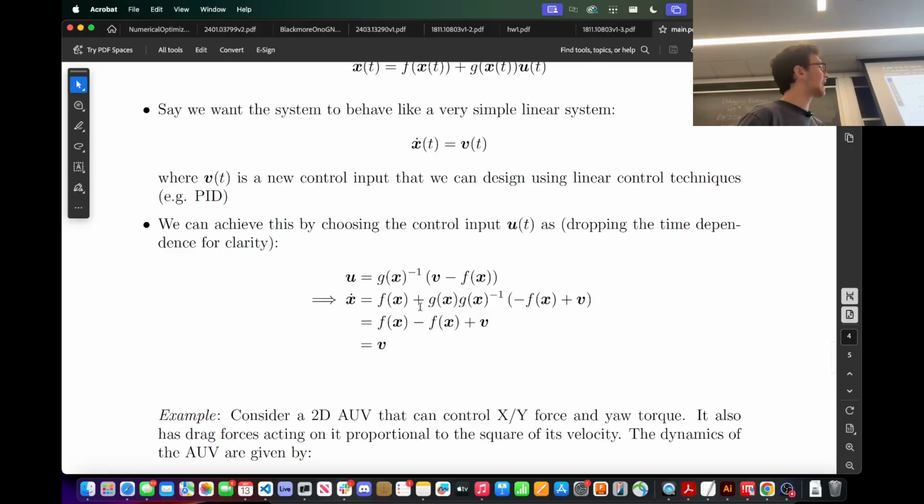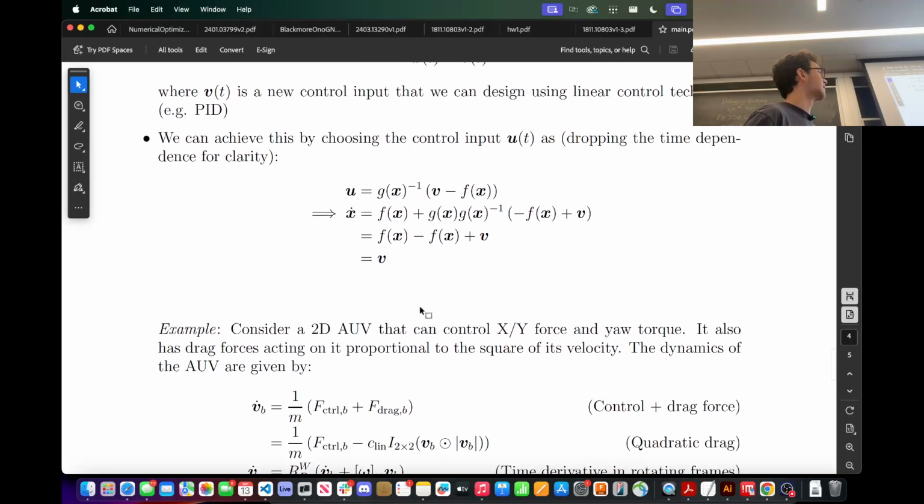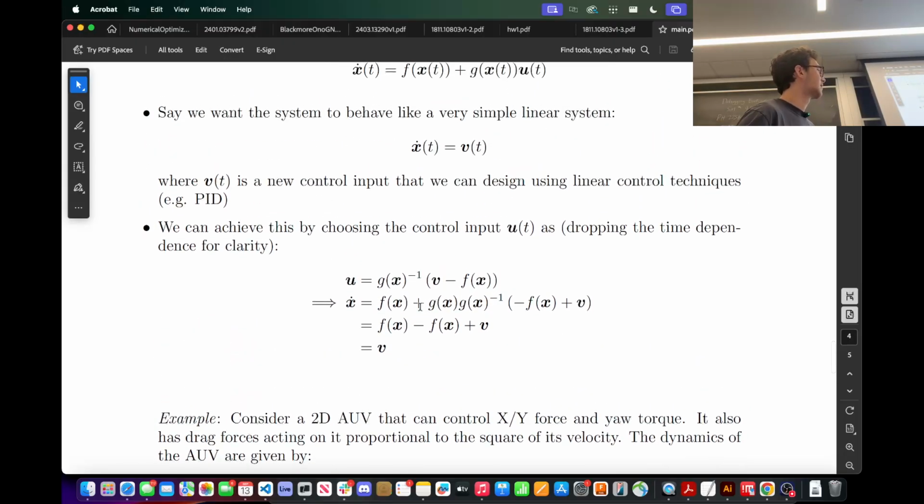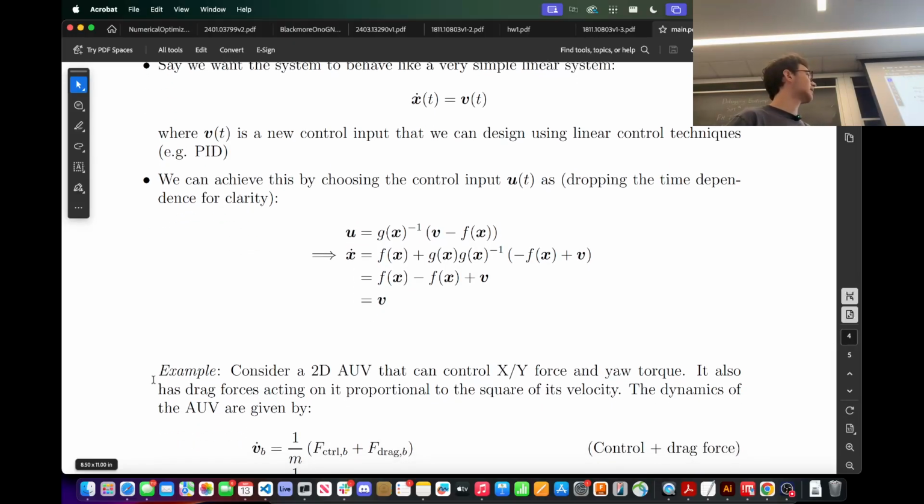Okay. Now is the most relevant and fun example, which is going to be an AUV that lives in 2D. So it's not 3D, but a 2D thing, sort of similar to the 2D drone that we saw. And so it can control its XY force. So it can go this way and this way. It can do any sort of holonomic thing like that. And then it can also control its torque about yaw. So it can spin, it can do anything in 3D, or in 2D, sorry.